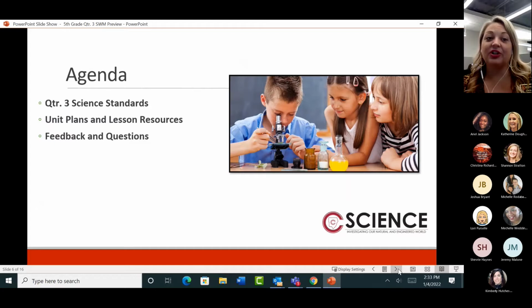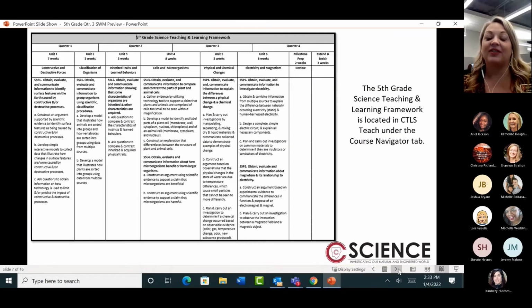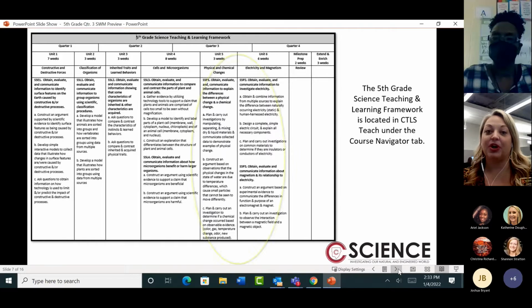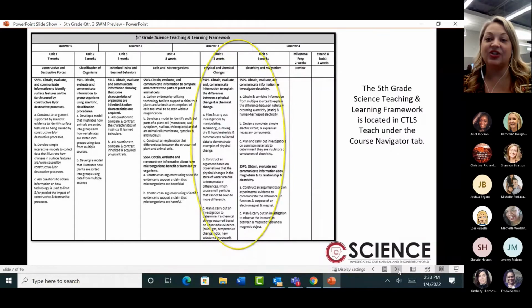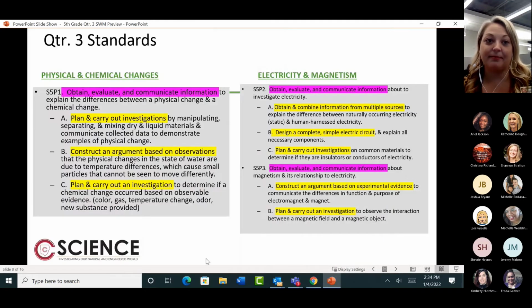So here's what we're going to do today. We're going to look at our quarter 3 standards. I'm going to go over the unit plans and some lesson resources for you, and then answer any questions that you might have. All right, the 5th grade science teaching and learning framework. You can find this in CTLS Teach underneath the course navigator tab. For units, for quarter 3, you're really ending cells and microorganisms and transitioning into physical and chemical changes and touching upon electricity and magnetism. So let's look at these standards a little bit deeper and unpack them.